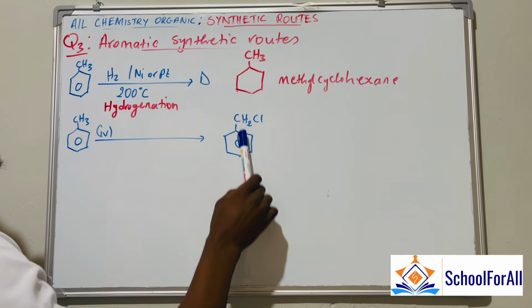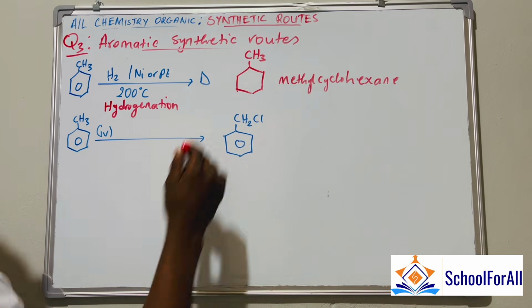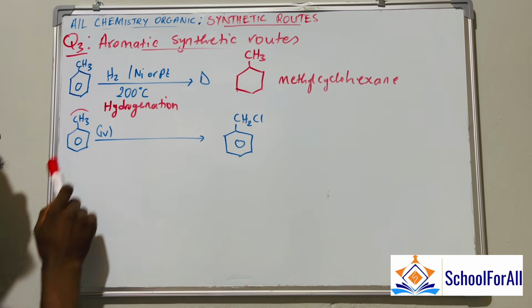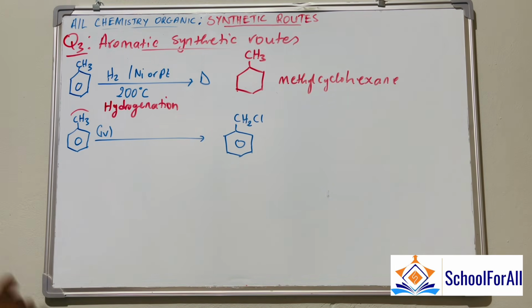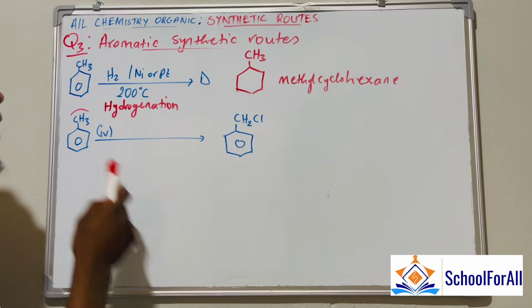Alright. In the next part of my synthetic route, I have my methyl benzene, which is converted to chloromethyl benzene, and they are asking me for the reagent and the reaction condition involved here. In such a reaction, it is not affecting the main ring, it is affecting only the side chain. Are we together? So here we are substituting a hydrogen with a chlorine in this chain, and it resembles what we call a halogenation of an alkane.